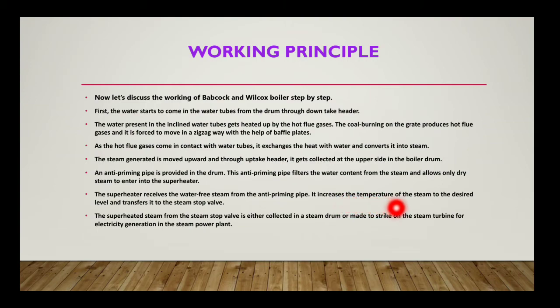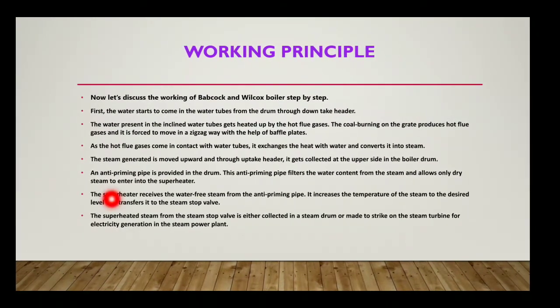It increases the temperature of steam to the desired level and transfers it to the steam stop valve for use or to drive a turbine. Now the superheated steam from the steam stop valve is either collected in a steam drum or made to strike on the steam turbine for generation of electricity. So that type of Babcock and Wilcox boiler is mainly used in thermal power stations.